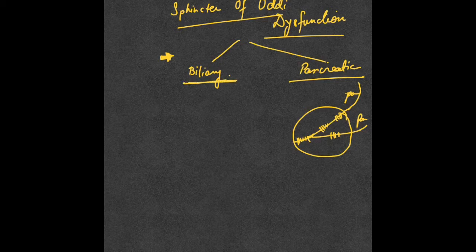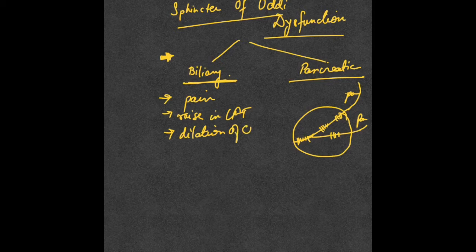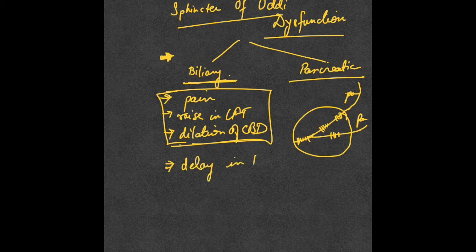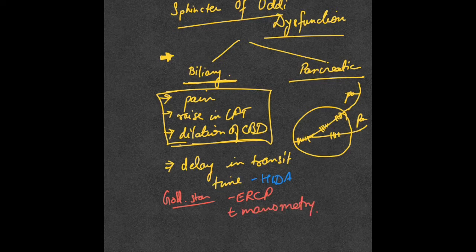When there is biliary type of dysfunction, you get mostly biliary type of pain. That means pain confined to the right upper quadrant mostly. Raise in LFT enzymes and dilation of the CBD. Apart from this, you will also get, on investigating, a delay in transit time of the bile juice, which you will generally find on HIDA scan. If you do a HIDA scan, you can demonstrate that. However, the gold standard to diagnose a biliary type of sphincter of Oddi dysfunction is ERCP with manometry. The cutoff value here is 40 mmHg in the manometry, right?